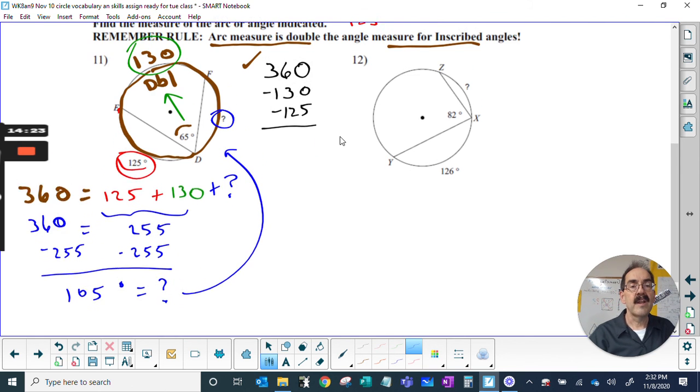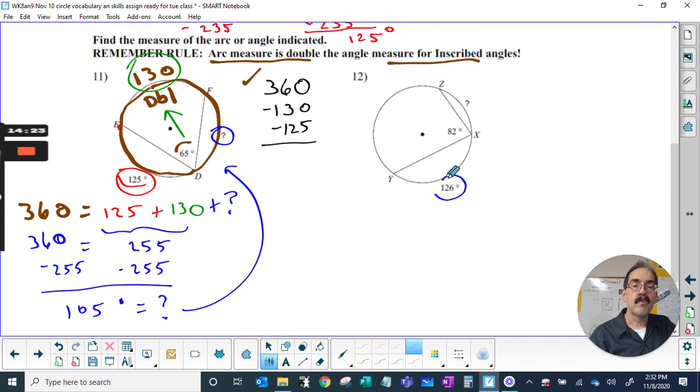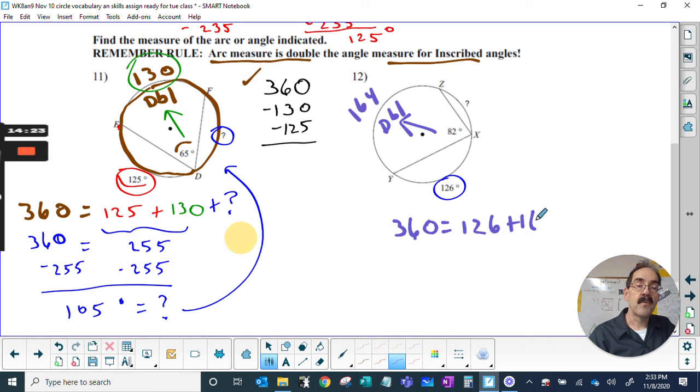Okay? Then in class, I had you try one, 126. The new rule, you got to double. 164. So 360 degrees is equal to the 126 plus the 164 plus what we're looking for. Okay, you do that math.